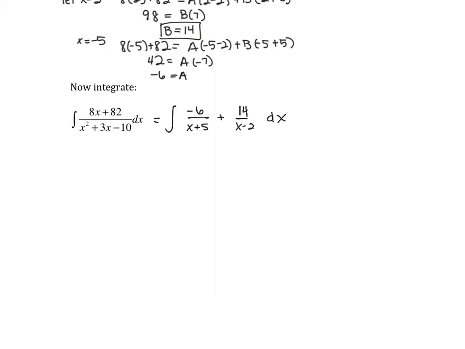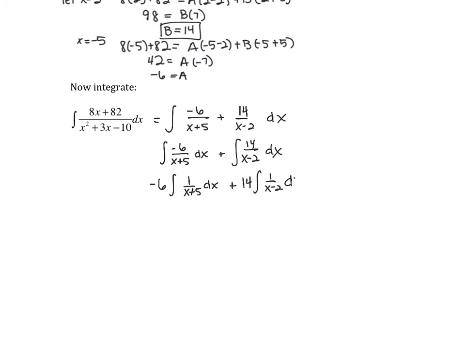Remember that if I'm adding two functions together while integrating, I can actually break up this integral to say the integral of negative 6 over x plus 5 dx plus the integral of 14 over x minus 2 dx. And remember, we also said that we can pull out any constants that are being multiplied just to simplify our integral a little bit. So we would get negative 6 times the integral of 1 over x plus 5 dx plus 14 times the integral of 1 over x minus 2 dx.